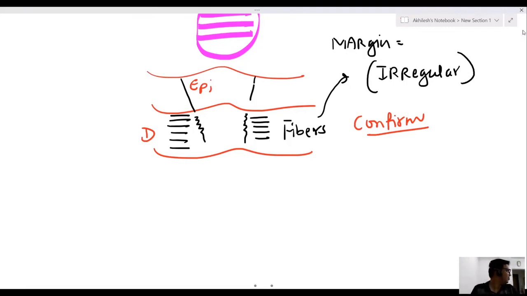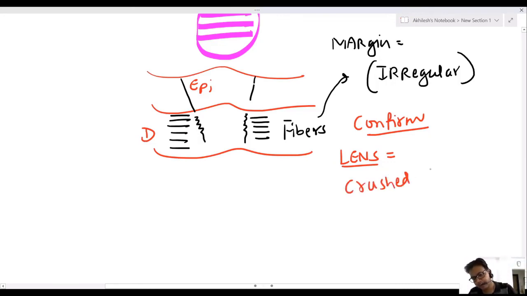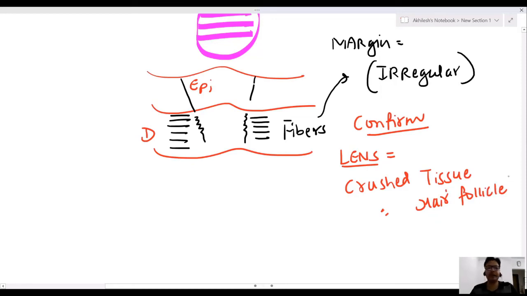to confirm, we can examine by lens. And Doctor, in the lens, what will you find? Crushed tissue and crushed hair follicle. So if the tissue and hair follicles are crushed, you can confirm this injury is laceration. Margins are irregular, but I will let you know one type of laceration where the margin may be different.